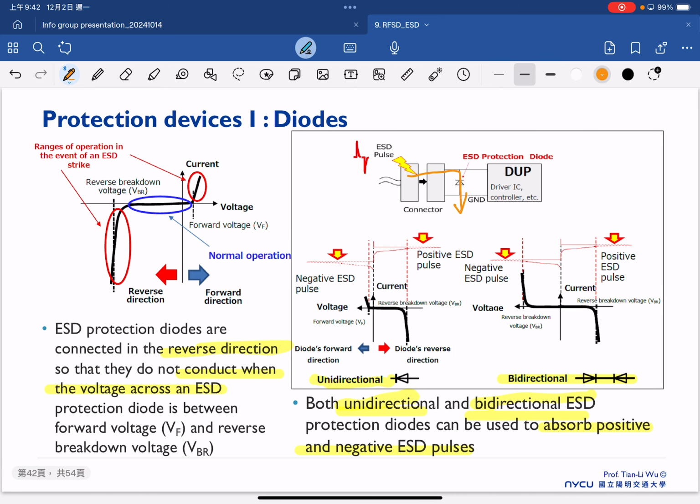So the first protection device, the most commonly used, is the diode. As we already said, under typical operation we don't want our ESD device to operate. So in the case without an ESD event, the diode will operate in this region. That's good because that's a very low leakage current and won't influence our typical IC function. So this is the normal operation, which doesn't have the ESD event.